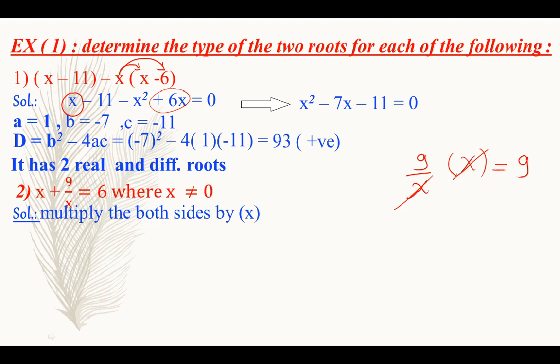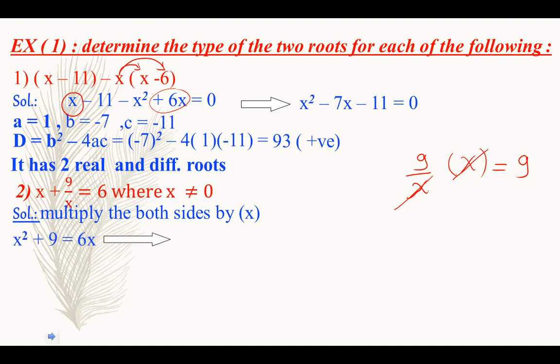Okay, so multiply both sides by x. x multiplied by x will be x power of 2. 9 over x multiplied by x will be 9. Equal 6 multiplied by x, equals 6x. Then 6x will go to the other side with a negative sign. Here x power of 2 plus 9 equals 6x.